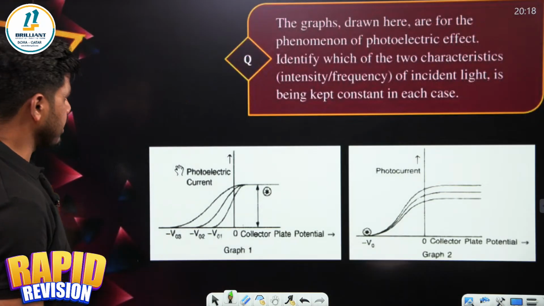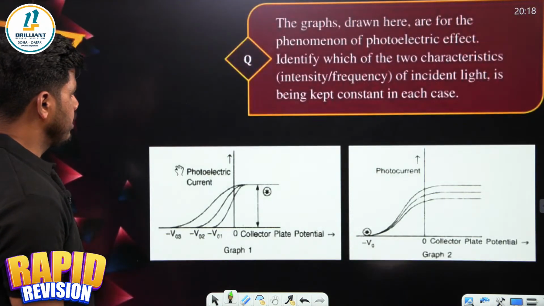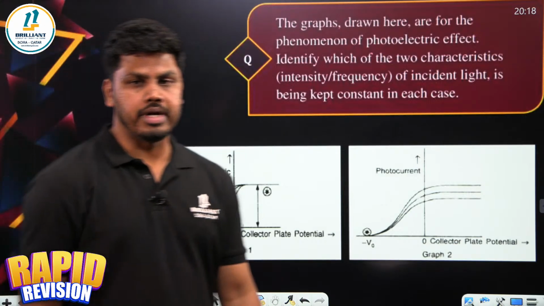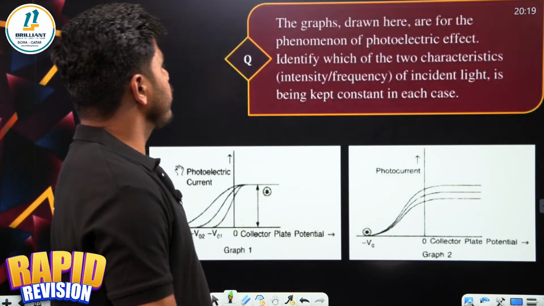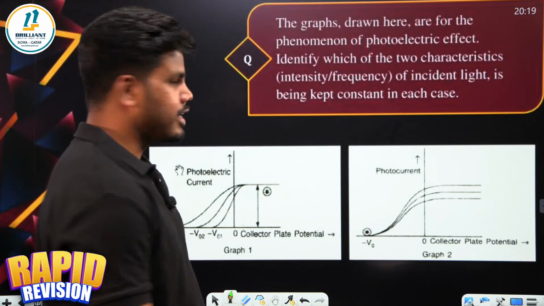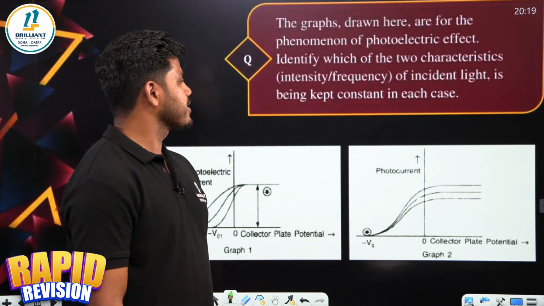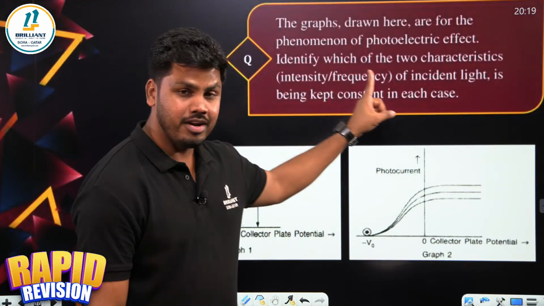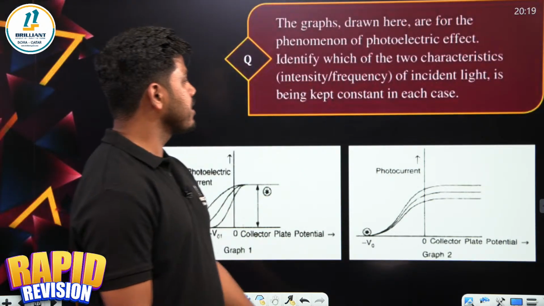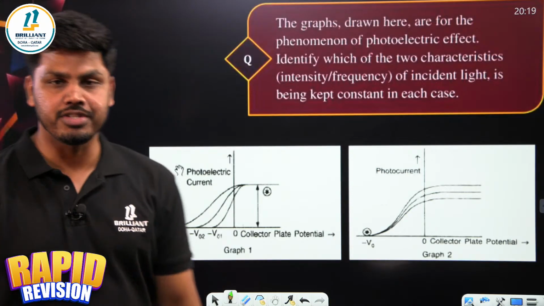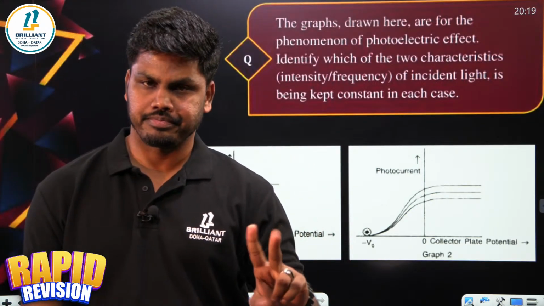We explained the same thing in the graph. Now look at the next one. The graphs drawn here are for the phenomenon of photoelectric effect. Identify which of the two characteristics, intensity or frequency, of incident light is being kept constant in each case. You are given two graphs.